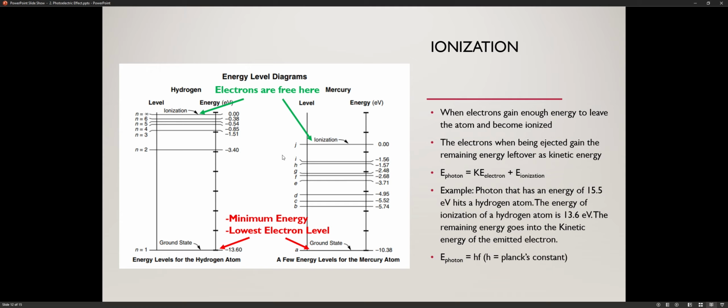But let's say you shine a frequency of light that has an energy of 15 electron volts onto hydrogen. 15.5 electron volts to be exact. Well, how does that work? Where does all that remaining energy go? You know that 13.6 electron volts must be devoted to ionizing that electron. But where does the remaining energy go? Where does it go?